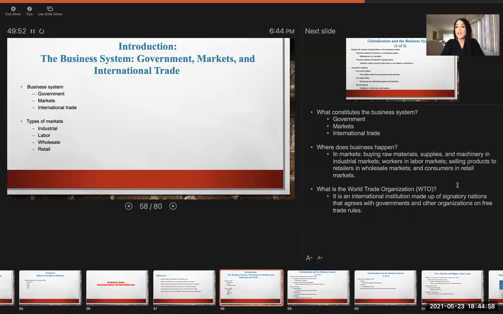Government, markets, international trade. Where does business happen? In markets: buying raw materials, supplies, and machinery in the industry, markets, works and labor, selling products to retailers in wholesale markets, and to consumers in retail markets as well. What is the WTO, or the World Trade Organization? It is an international institution made up of signatory nations that agrees with governments and other organizations on free trade rules.